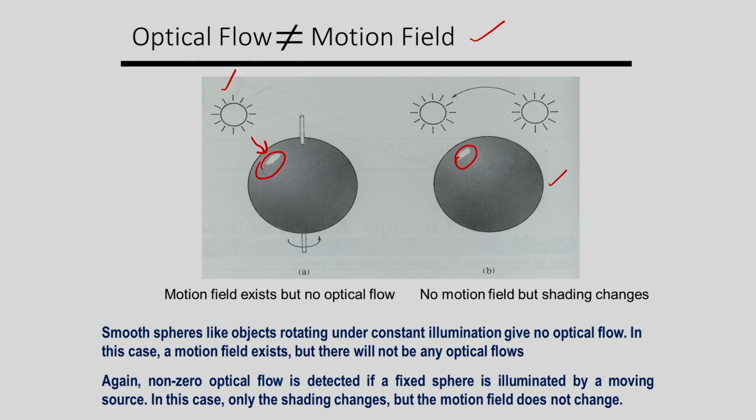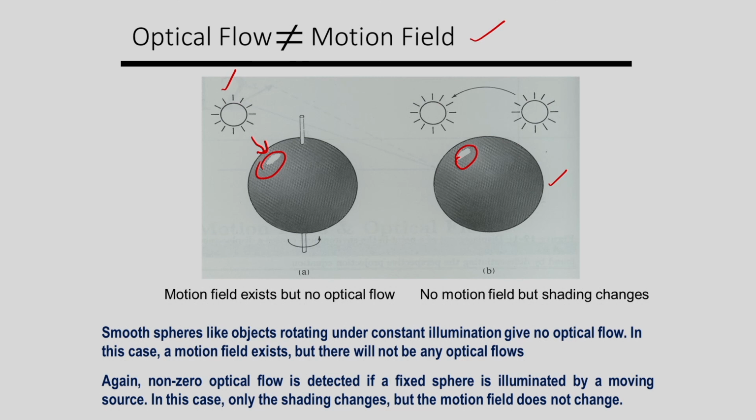But I will not be getting the motion because there is no motion field here. The motion field is 0. So in spite of the motion being 0, the optical flow is present. That means no motion field, but shading changes. That means the brightness corresponding to that particular patch will be changing because the sources are moving.